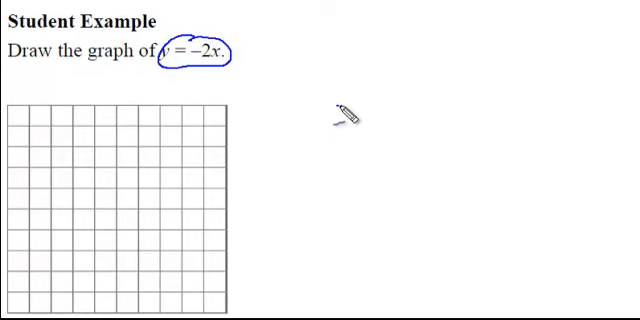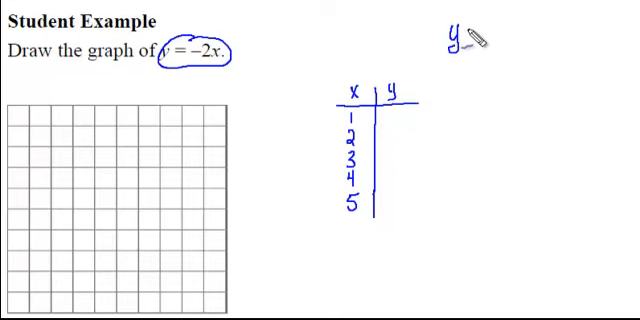The first thing you want to do is to create a t-table so that you can get some points to plot. Put x here, y here. We can assign arbitrary values for x. Let's give it 1 to 5. So now we can calculate our y values using this formula.